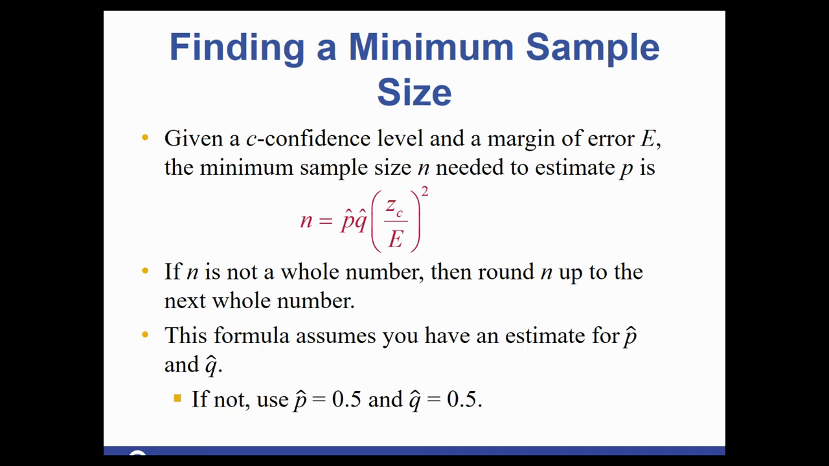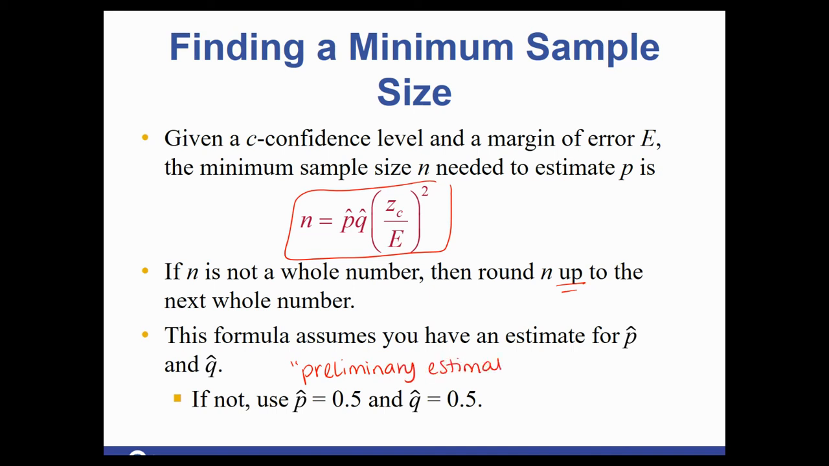Now the last thing we have to cover is finding a minimum sample size. We've done this before with a z-distribution when we had means and standard deviations. Now we are doing it when we have a proportion and we're trying to find that minimum sample size. Keep in mind, if your answer from the formula is not a whole number, you will always round up to the next whole number. This formula also assumes you have a p-hat and a q-hat, which is called a preliminary estimate.